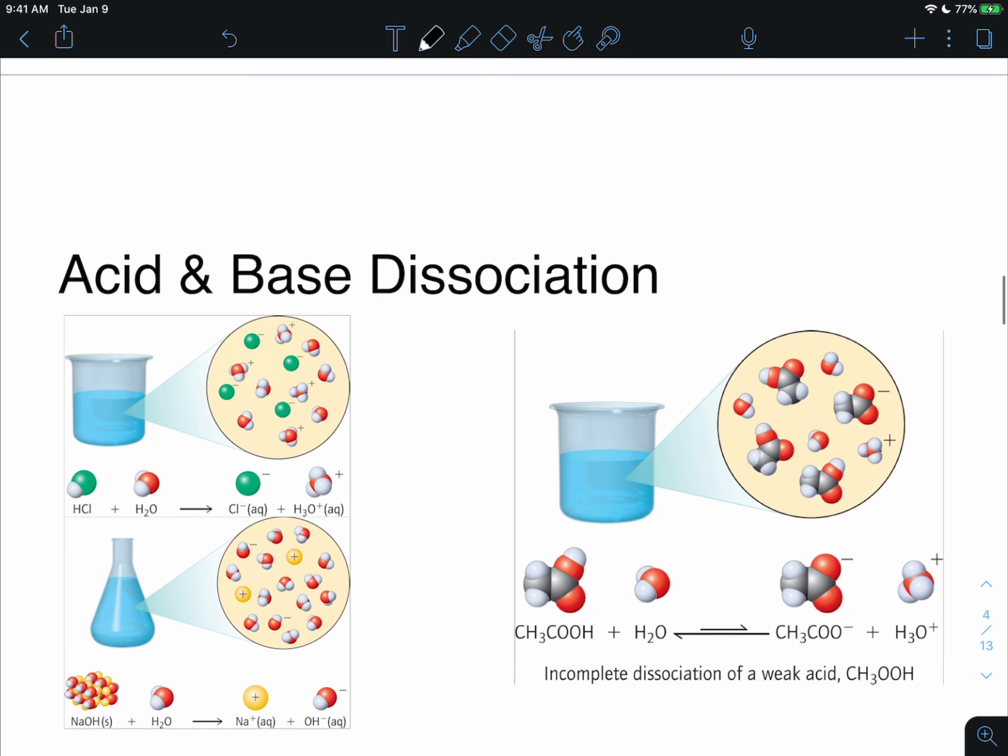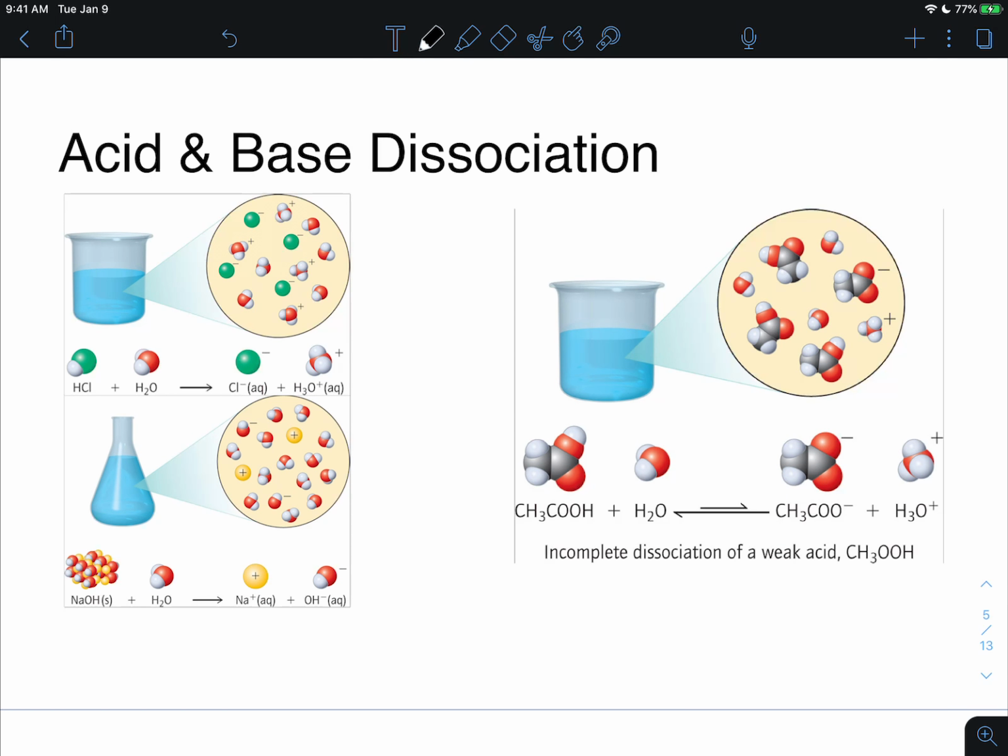So let's look at our acid-base dissociation. Over here on the left, we've got a strong acid, hydrochloric acid. And as we see from this cross-section of this water solution, there are no hydrochloric acid molecules in the solution. It's just chloride ions and hydronium ions. Look at our sodium hydroxide. Same thing here. We've broken down completely into sodium ions and hydroxide ions with no intact sodium hydroxide. And of course, it's a bulk structure, but we still don't see it.